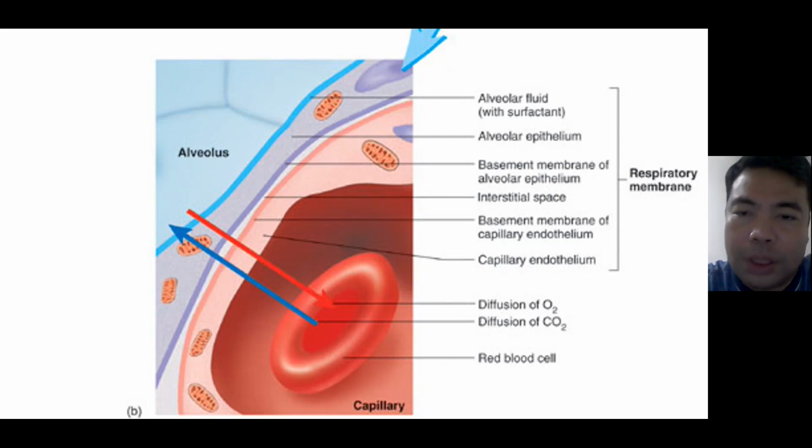So remember the 6 layers of the respiratory membrane. And remember the order of that respiratory membrane through which oxygen will pass through, and also the order of that through which carbon dioxide will pass through. Okay, let us continue.